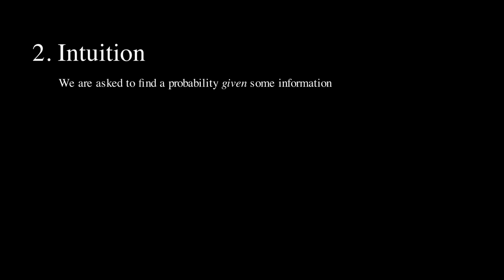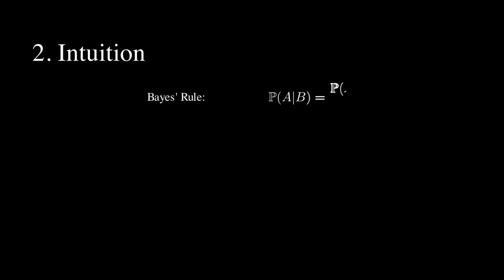This problem asks us to find a probability given some information. This is known as conditional probability, and conditional probability often implies the use of Bayes' rule. Bayes' rule is described as the probability of some event A given an event B is equal to the intersection of events A and B divided by the probability of event B.